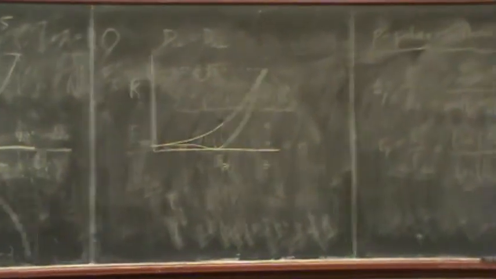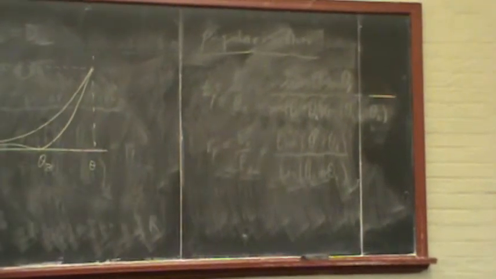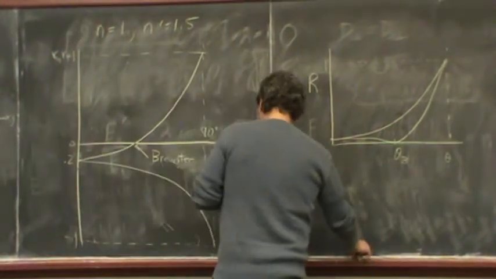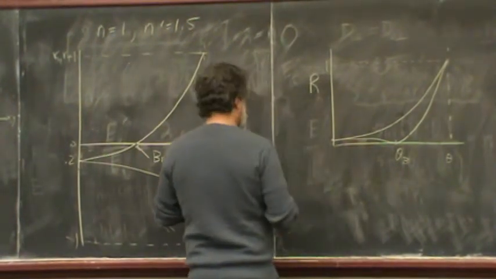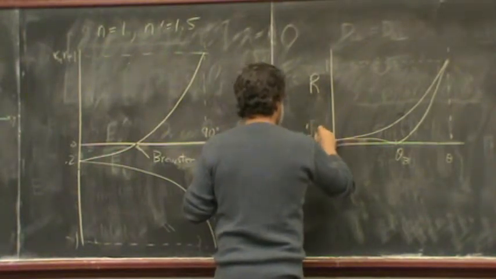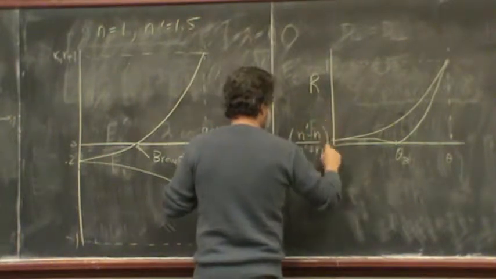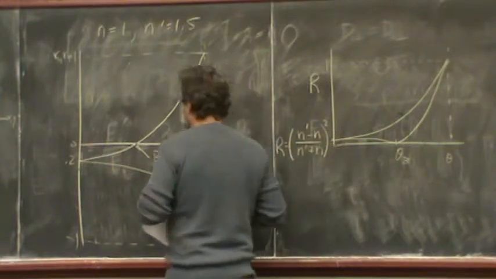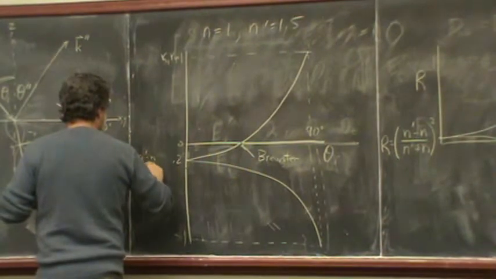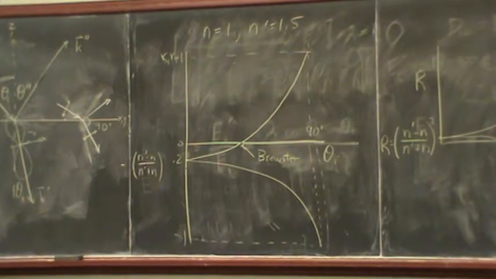Remembering here, in particular for the GRE, the reflection at this point here is n prime minus n over n prime plus n, squared. The Fresnel coefficient is n prime minus n over n prime plus n, with whatever sign is necessary to make it work.